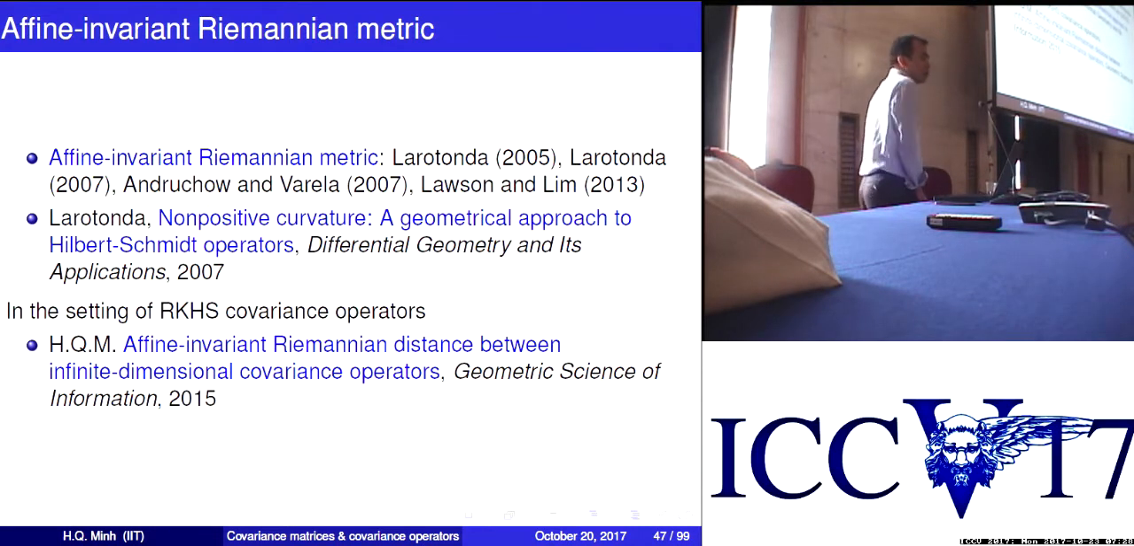So the affine invariant Riemannian metric was actually considered by Larotonda, and it was his thesis in 2005, and then was subsequently published in an article in 2007. And in the setting of RKHS covariance operators, we carried out the explicit formula for the distance between the covariance operators. So it's actually quite recent, because for the finite dimensional case it was defined as far back as 1944, whereas in the infinite dimensional setting, it was only 2005.